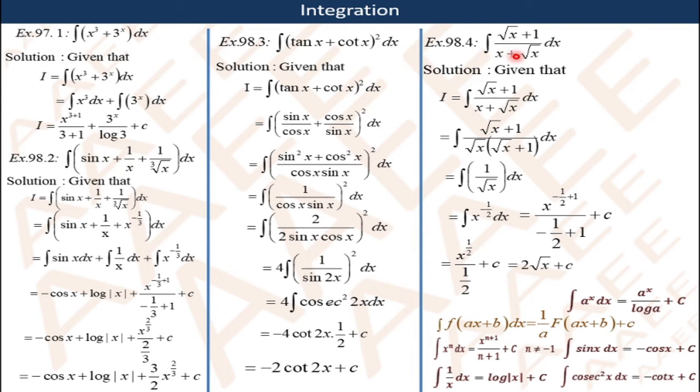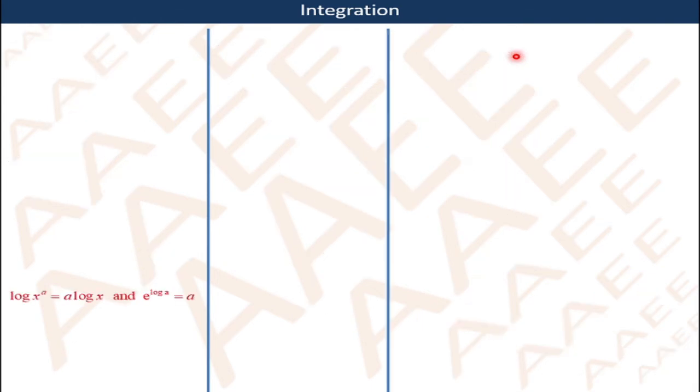Next, let us see. To study the next terms, we need to study some identities.